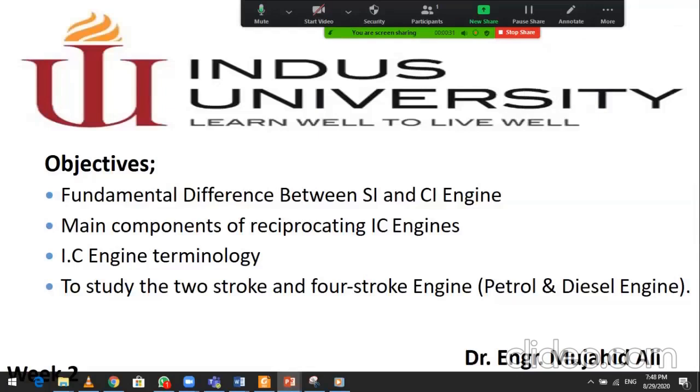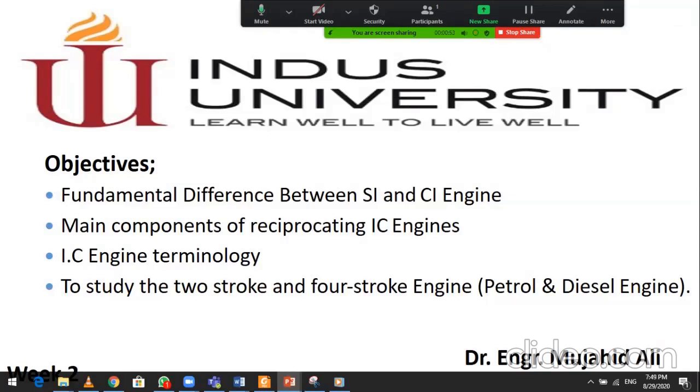Okay, hello everyone, and this is week 2. This week we will learn about the fundamental difference between SI and CI engine. What is SI? It means spark ignition, which works on petrol or gasoline, and CI means compression ignition engine, which works on diesel.